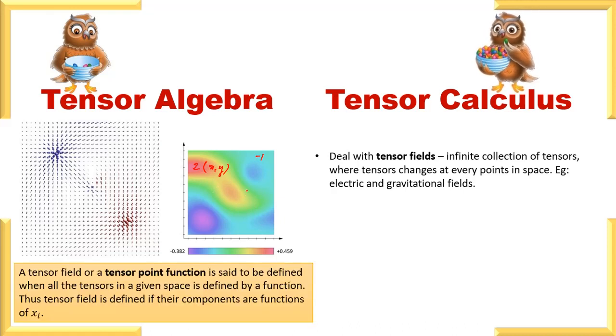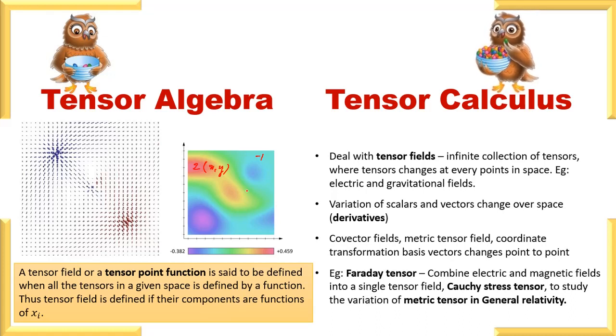Similarly, a tensor field or a tensor point function is said to be defined when the tensors of the given space are defined by a function. Therefore, the components of the tensors in this case will be functions of the coordinates x, y, z or r, theta, phi, whatever it may be. Since this is tensor calculus, the variations are taken in terms of derivatives or integrals, as we have done in our elementary calculus classes. Similarly, to deal with the tensors here, we come across a lot of derivatives and integrals.